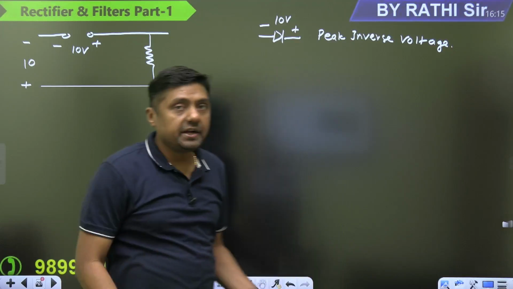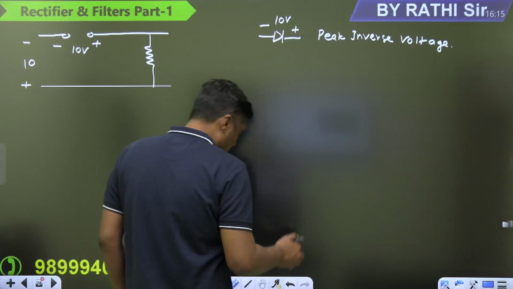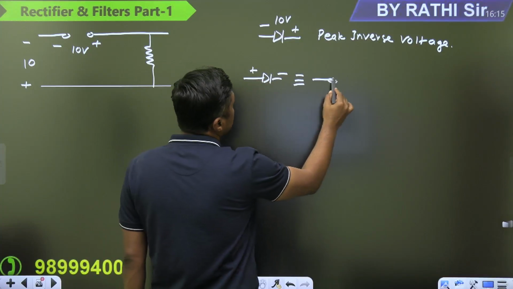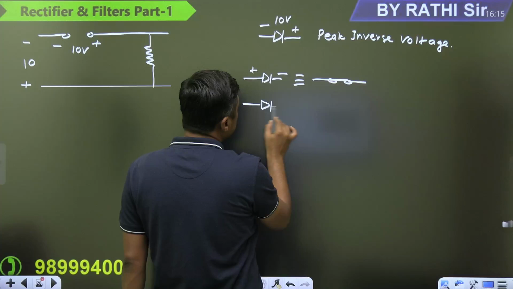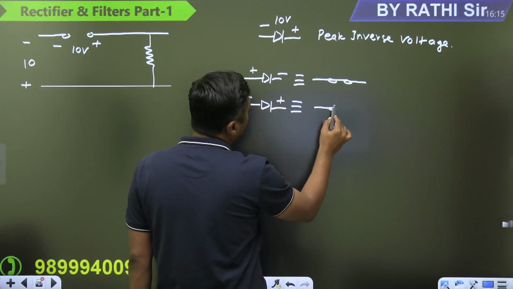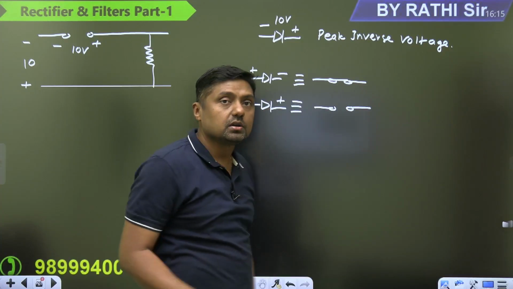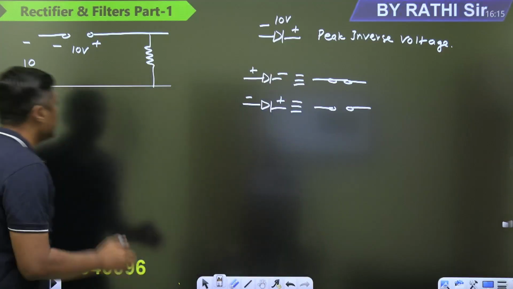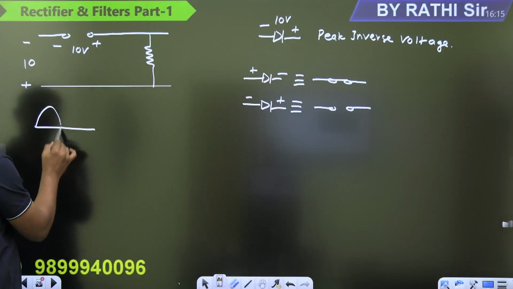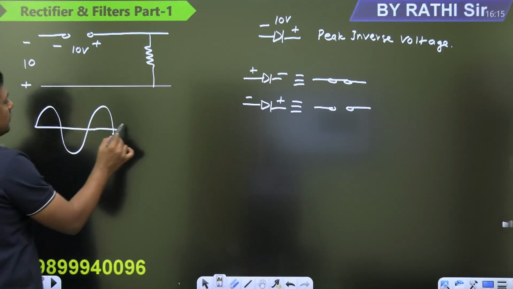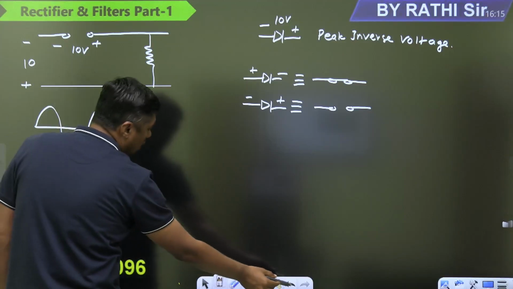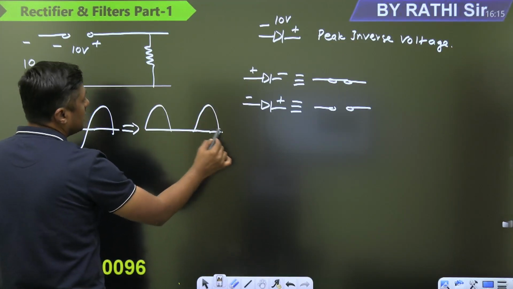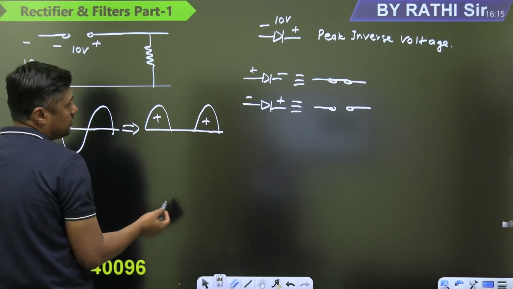So what is the ideal situation for rectification? When it is forward bias, diode should act as what? Short circuit. And when it is reverse bias, it should act as what? Open circuit. It should not allow the current, so that we are going to find a unidirectional waveform. For positive half, it will act as short circuit. For negative half, it will act as open circuit. And that's why, what is the output here? Like this.